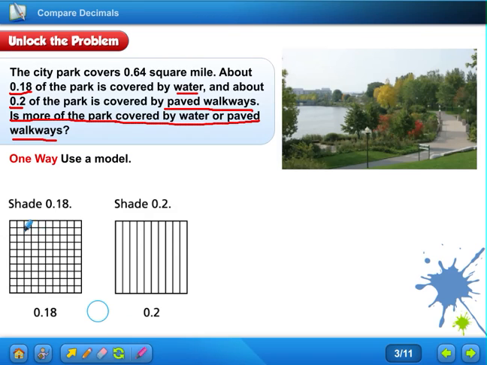All right, so let's shade this. One way is to use a model. Let's shade it. 18 hundredths. I just shaded in 10 and then 8 more. And then this one is 2/10. So which one is greater? Where do I have more shaded in?